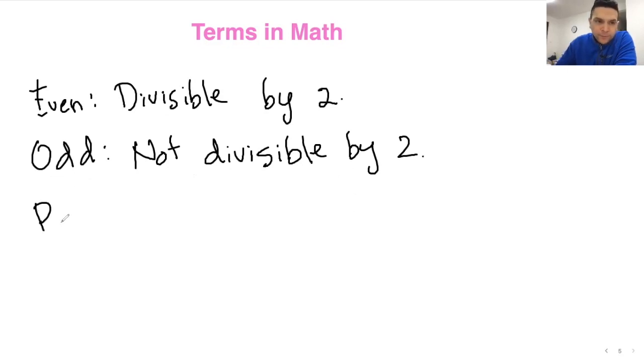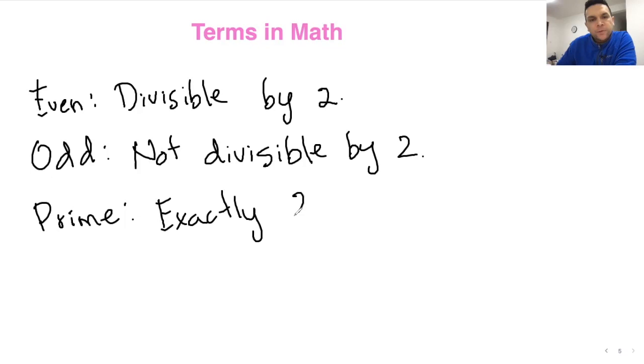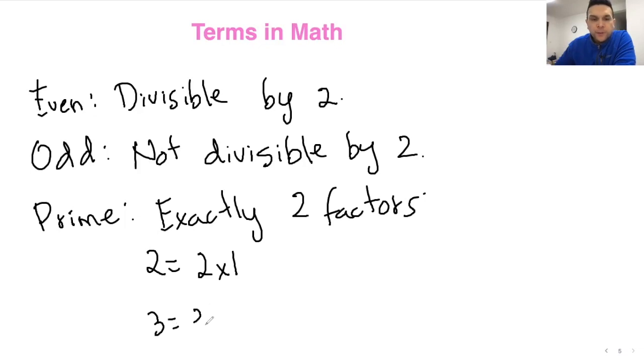Prime numbers: numbers which have exactly 2 factors. For example, the number 2, right? What are the factors of 2? 2 times 1. That's it. 2 doesn't have any other factors, right? What about 3? 3 times 1. What about 5? 5 times 1, right? So these are prime numbers.